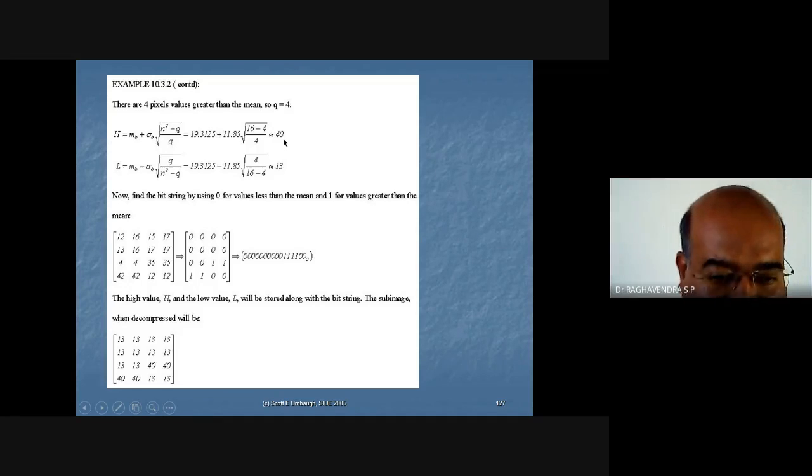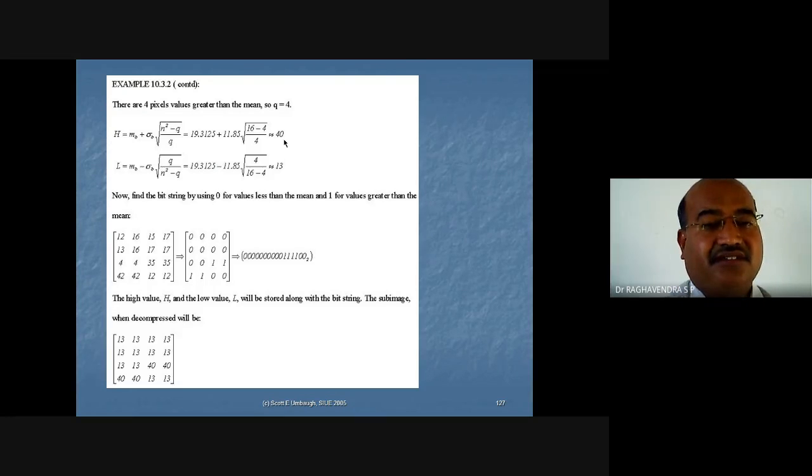Let's check whether you are getting the same thing. Just evaluate 19.3125 plus 11.85 into square root of 16 minus 4 by 4. How much have you obtained? Just make the calculations. Don't sit idle, just keep on listening. Do some activities, then only you will be more and more active and you will understand in a better way. That is why I am requesting you to kindly solve this. Use your pen and paper. Just use your mobile calculator.